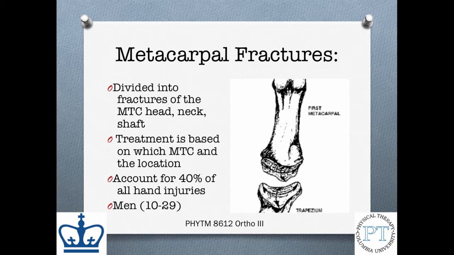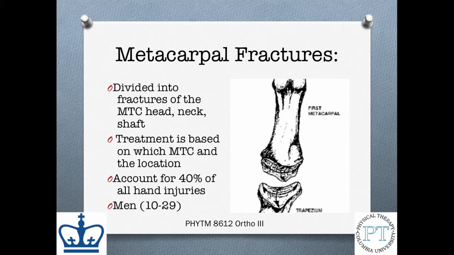Metacarpal fractures are divided into fractures of the metacarpal head, the neck, or shaft, and the treatment of those metacarpal fractures is based on which metacarpal is involved as well as that location. There's some acceptable angulation, but it varies by location. And no degree of malrotation is considered acceptable.